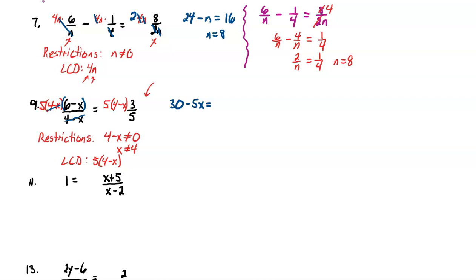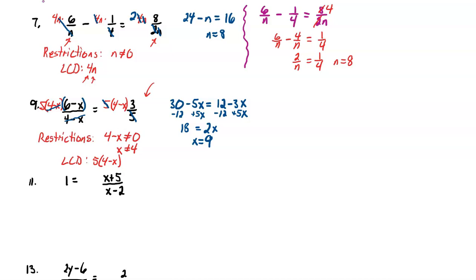Now on the right side of the equals, the 5 and the 5 cross out, and we're left with the 3 times the 4 minus x. 3 times 4 is 12, and 3 times the x is minus 3x. Now I can subtract 12 from both sides, creating 18, and I can add 5x to both sides, creating 2x on the right. 2 times 9 is 18, therefore x is 9.